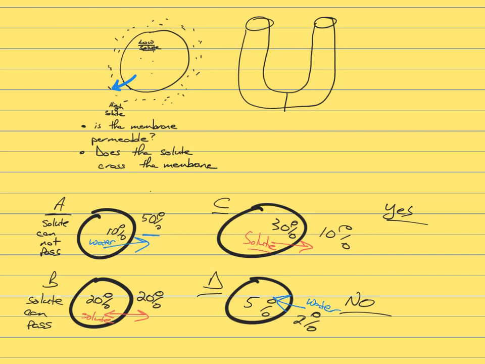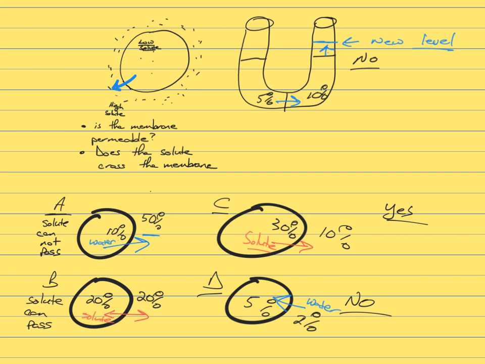The other possibility is I could give you a question like this. You have the equal levels. I say this is 5%, this is 10%, and I say to you, the solute does not pass. What's going to happen? Water will move. In which direction? To the right or left? To the right. And the water level is going to go up. So instead of there, it'll be up here. New level. That's it.